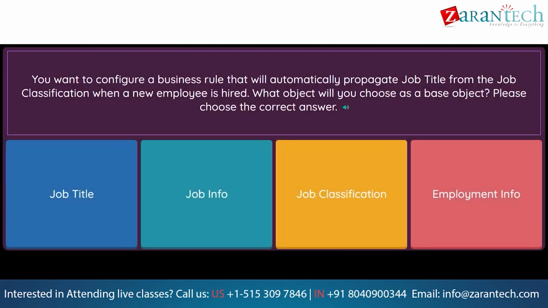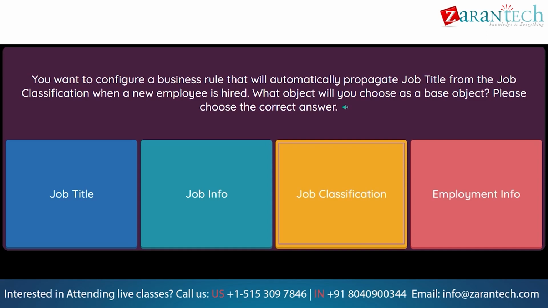Question: you want to configure a business rule that will automatically propagate job title from the job classification when a new employee is hired. What object will you choose as a base object? Please choose the correct answer. Option 1, job title. Option 2, job info. Option 3, job classification. Option 4, employment info.